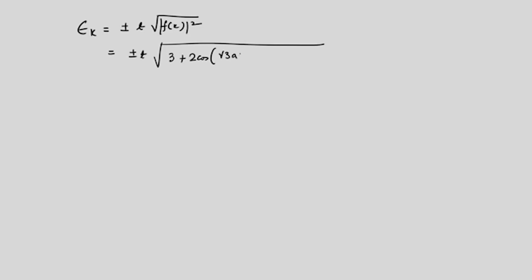So, the energy is equal to plus minus t times the square root of |f(k)| squared, and this is equal to plus minus t times the square root of 3 plus 2 cosine of root 3 a k_y plus 4 cosine of root 3 k_y a by 2 times cosine of 3 a k_x by 2.